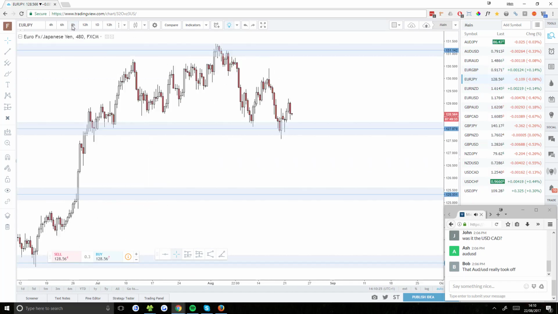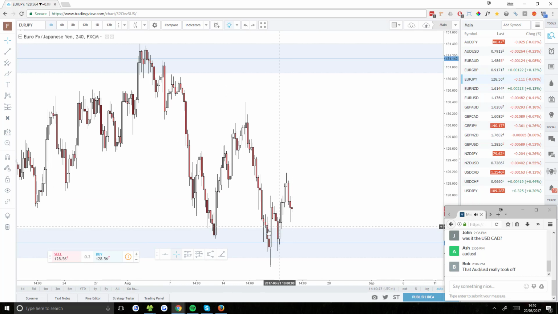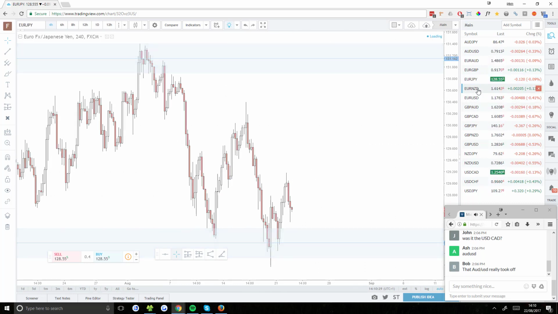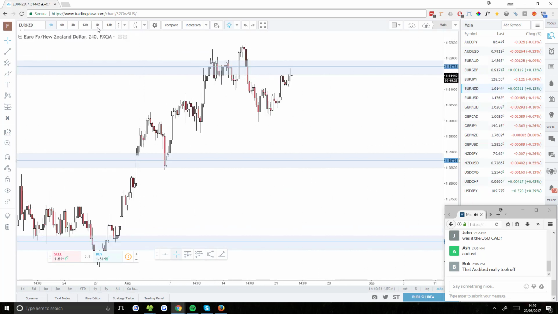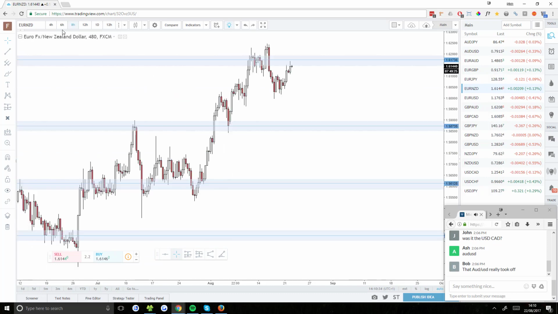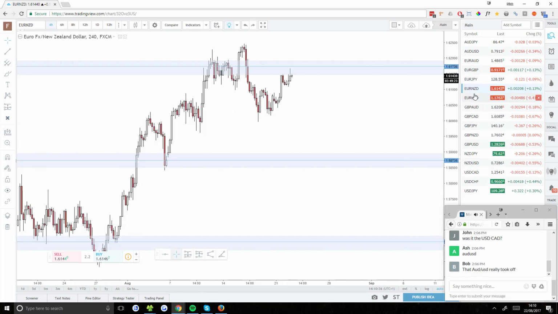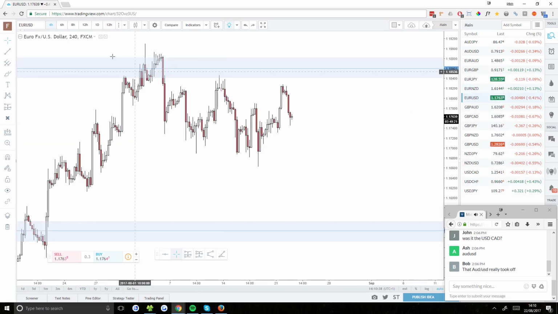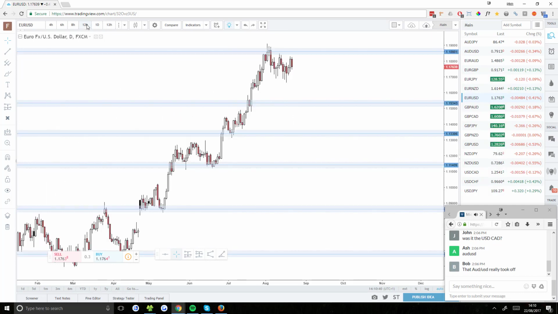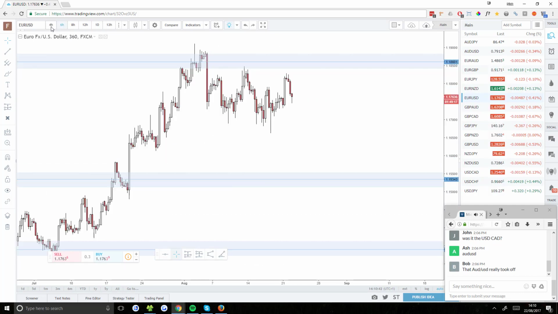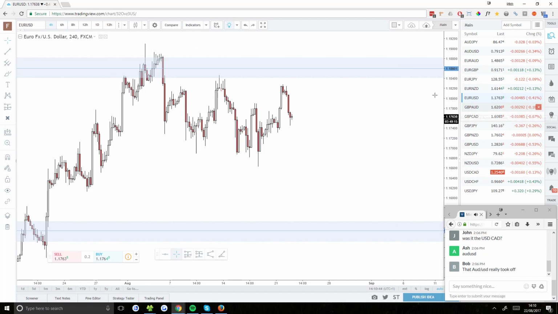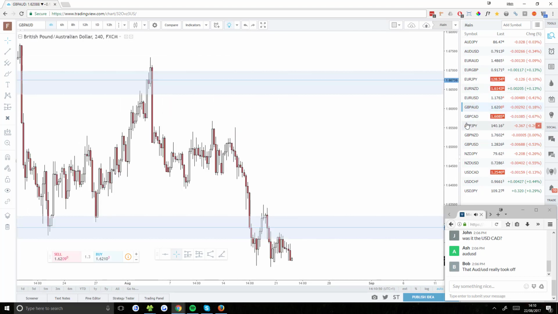EuroJPY, what's going on with this one? It's just stalling on top of that area. Well, it's bounced away. It's going up and down. Nothing much we can do there. Euro New Zealand, it's just pulling back to resistance. Not many opportunities there. Euro USD, it's just stuck, isn't it? Moving around, not many opportunities there. Euro USD we just looked at. I think I misclicked there.